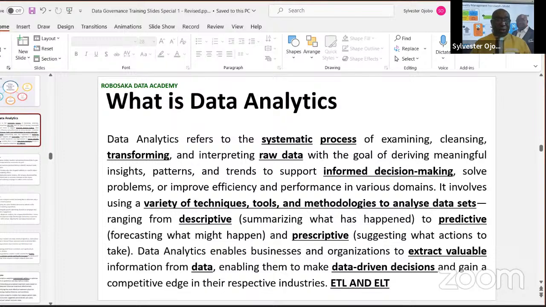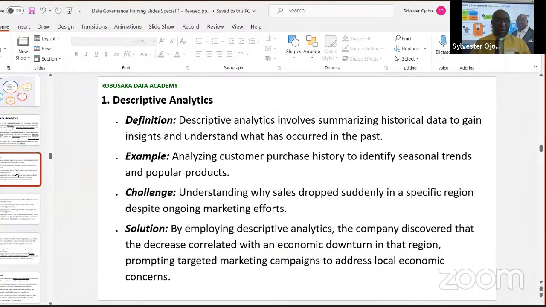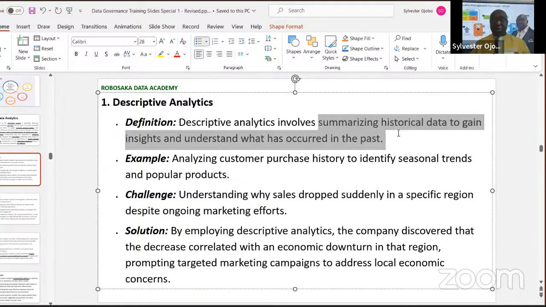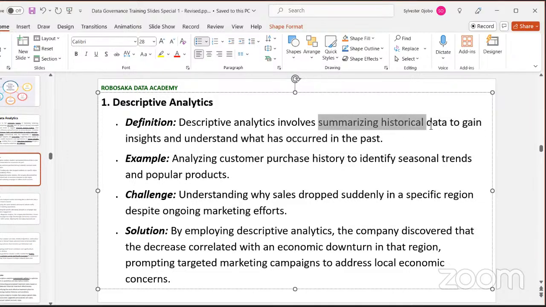I love that. So let's go in quickly because of time. Now let's talk about descriptives. Okay. What's the definition of descriptive? It involves summarizing historical data to gain insights and understand what has occurred in the past.